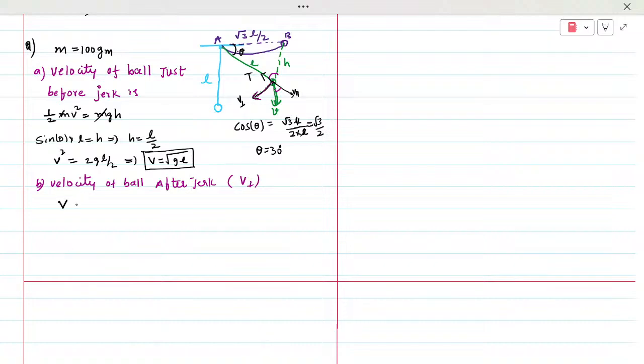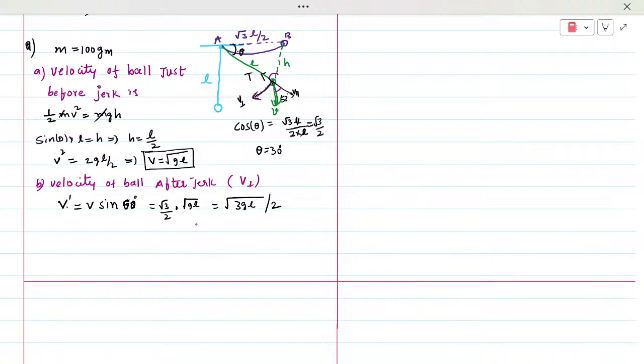Therefore, the velocity after the jerk, I will consider v dash, is equal to v into sine 53. Sorry, 30 means 60, so sine 60. So that is equal to root 3 by 2 into velocity, which is root g L. So that is equal to root over 3 g L by 2. So this is the velocity after the jerk.